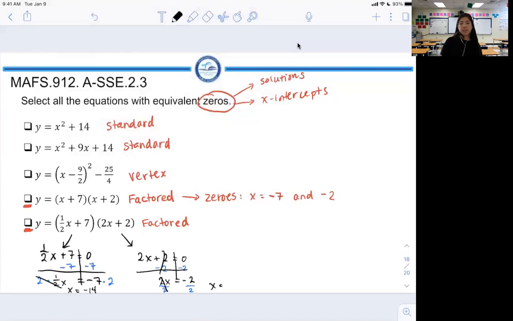Negative 2 divided by 2, guys. Let's go. Sleepy heads, wake up. 1. Negative 1. Okay, so far these don't match. So we've got to look at all the other ones.